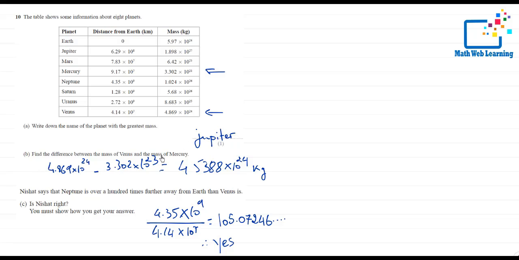Now, for the difference between the two planets, Venus and Mercury, you just plug in the masses in your calculator and you get an answer in standard form as well. There should be a decimal point there. All right, so that's the answer. And you need to say whether Nishat is right or not. Basically, you divide the two numbers, right?